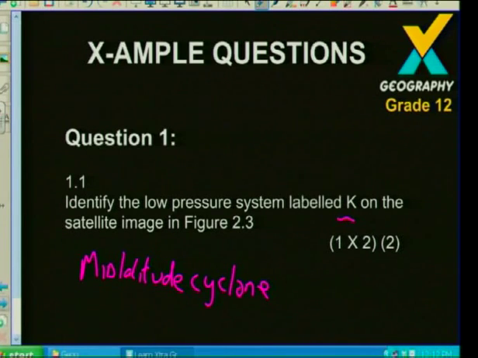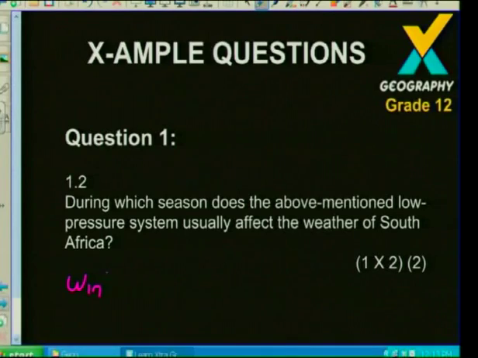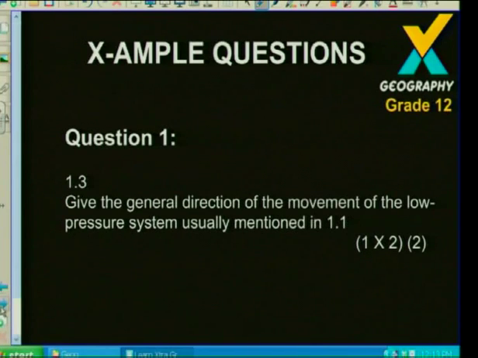Okay, let's look at the next question, which we worked. During which season does the above-mentioned low-pressure system usually affect the weather of South Africa? Even without looking at the diagram. All right, you worked out a mid-latitude cyclone. You have learned that it happens generally in winter. Okay? Or it affects the country generally in winter.